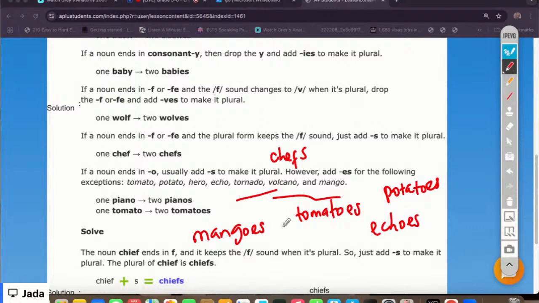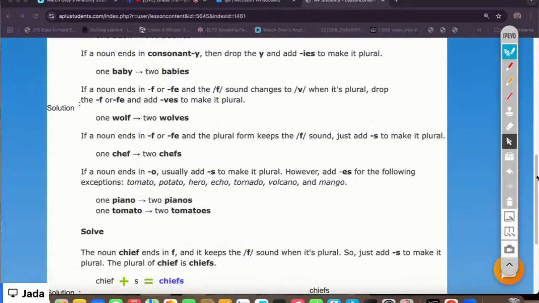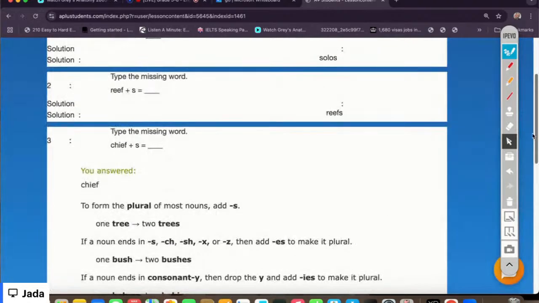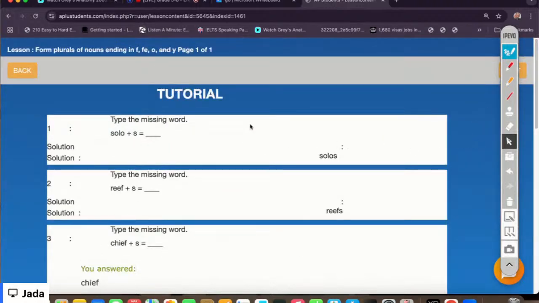Alright, let's look at some examples. Okay, so we have: type the missing word. Solo plus s becomes solos. Riff plus s, riffs, and then chief plus s, it's still chiefs. Okay?